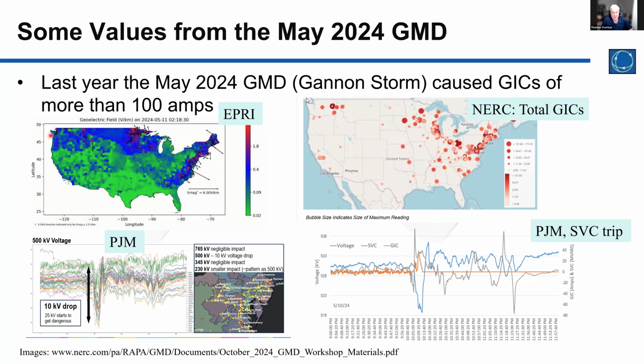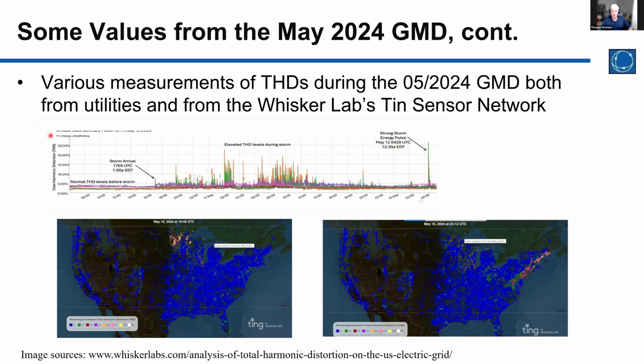And then the one on the right is a change in the voltages at PJM, and they note that they had an SVC trip during this event as well. There were also recordings that picked up the harmonics. There's a group called Whisker Labs. They have something called the Whisker Labs sensor network, and it models and measures in real time harmonics that are present on the grid.